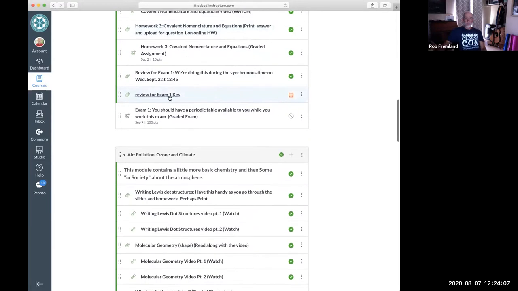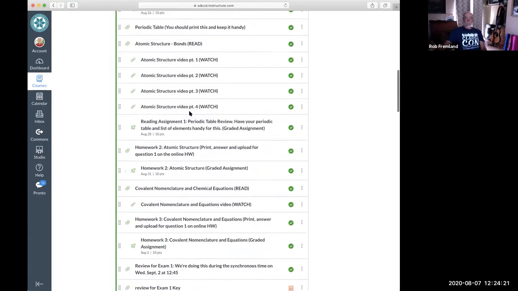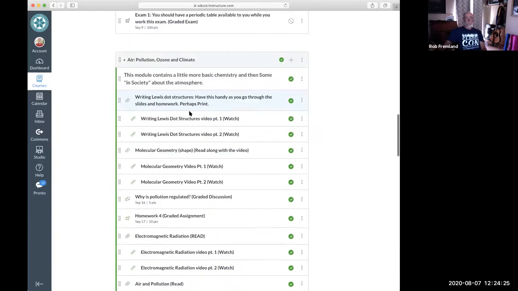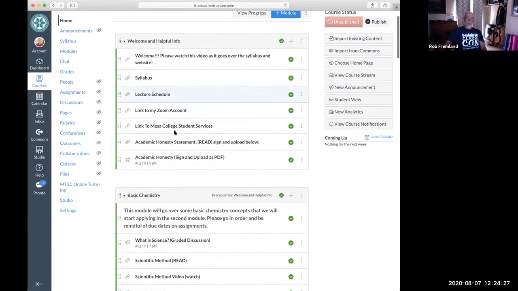Then there's going to be a review for an exam, and the answer key to it. I'll do this during the synchronous time for this one. And then, of course, you'll have an exam that you will do during the synchronous time. All right, and the dates are all on here. So every unit ends with an exam, then here's the next unit, and so on and so on. All right, so that's how the class is structured.